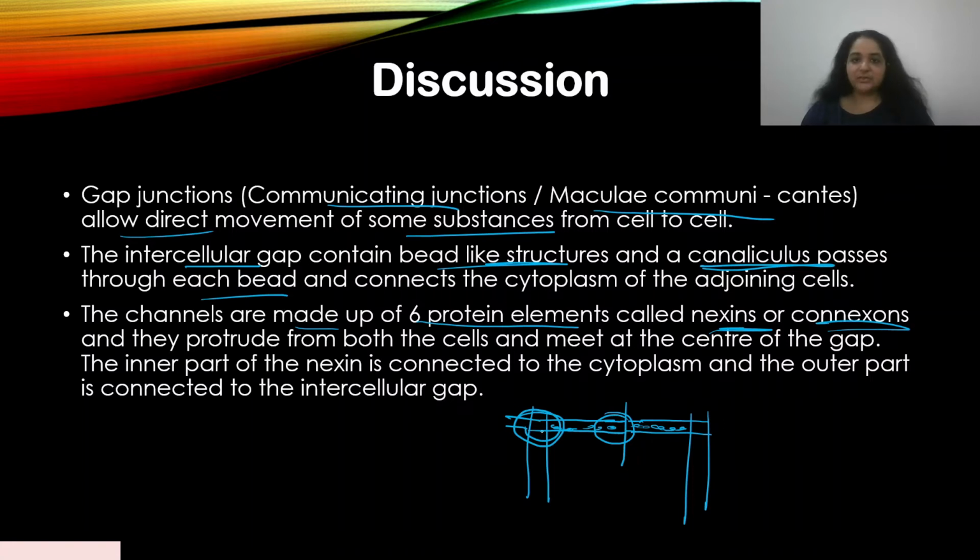So if this is the nexon, this part is connected to the cytoplasm, and as it moves towards the intercellular gap, the outer part of the nexon is connected to the intercellular gap. It is meeting the other nexon coming from the other cell. That's how gap junctions are connected.